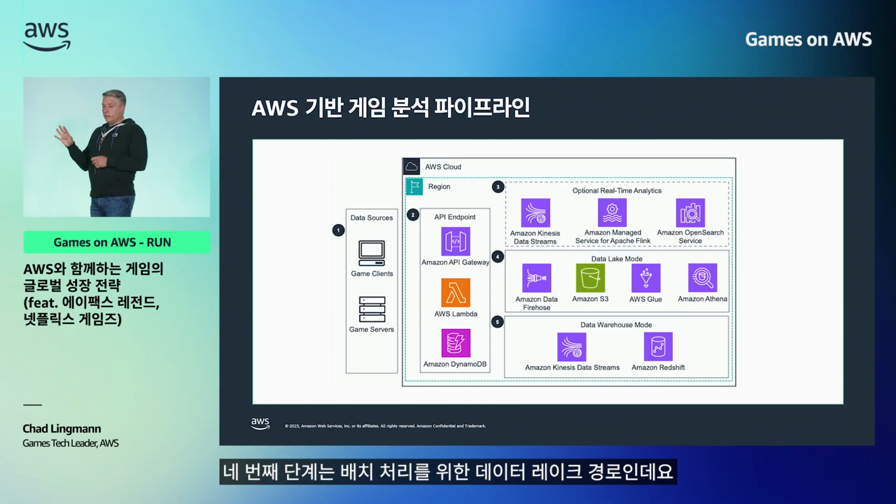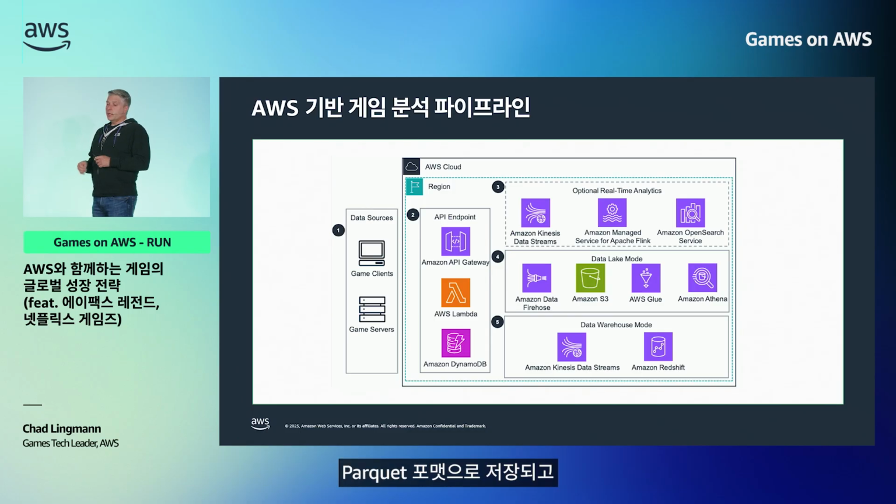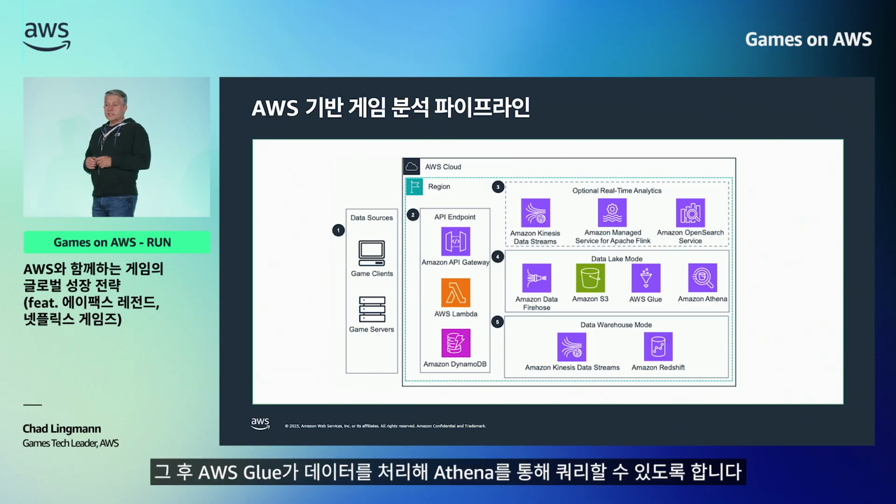And then 4, this flow is the data lake path. It's for batch processing. Data moves through Kinesis Firehose to S3, where it's stored in Parquet format, and AWS Glue processes this data, making it queryable via Athena for detailed analysis.